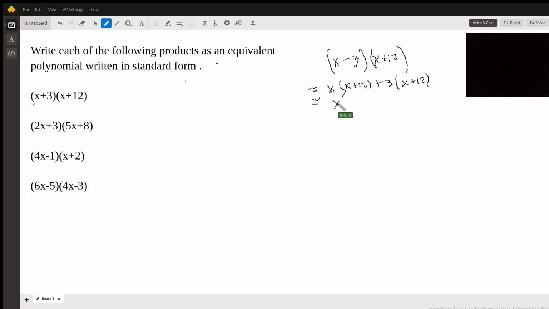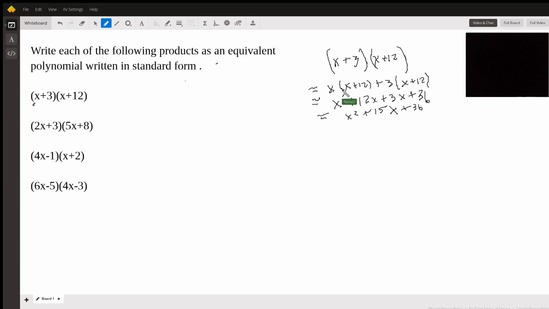It's going to give you x squared plus 12x plus 3x plus 3 times 12, which is 36. Then we just combine like terms, so it's going to be x squared plus 15x plus 36, and that's your answer.